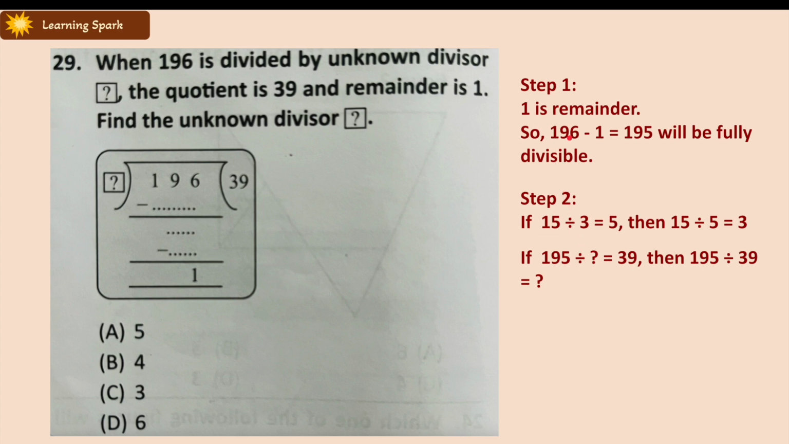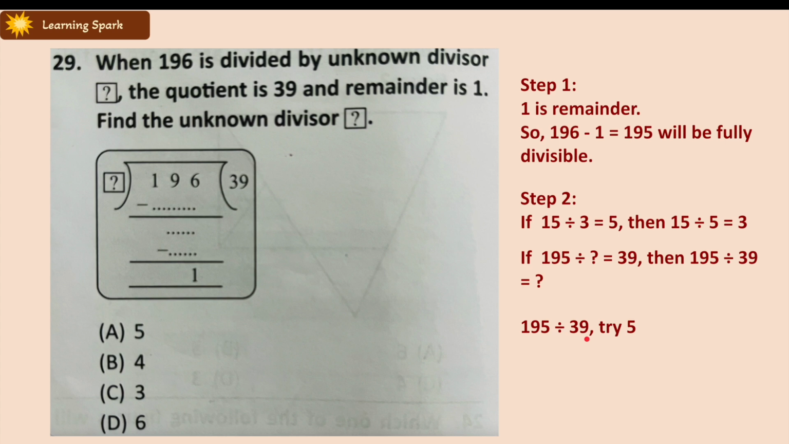How? So 196 minus 1, we have already done that. So 195 by the unknown divisor equals 39. Then we can say that 195 by 39 equals the unknown divisor. So we have to simply divide 195 by 39 to get the divisor. But you don't know the table of 39. Nobody knows the table of 39.